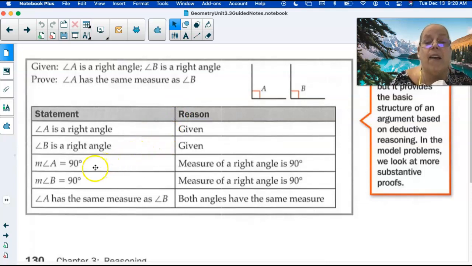Okay, the measure of angle A is 90 degrees, because all right angles measure 90 degrees. B is 90 degrees, because all right angles measure 90 degrees. A has the same measure as B. 90 degrees equals 90 degrees is what I would have said here. But that's a simple two-column proof. You make a statement, you back it up with how you know. We good so far? If you have any questions, stop the video, write them down, or if we're together, just ask.